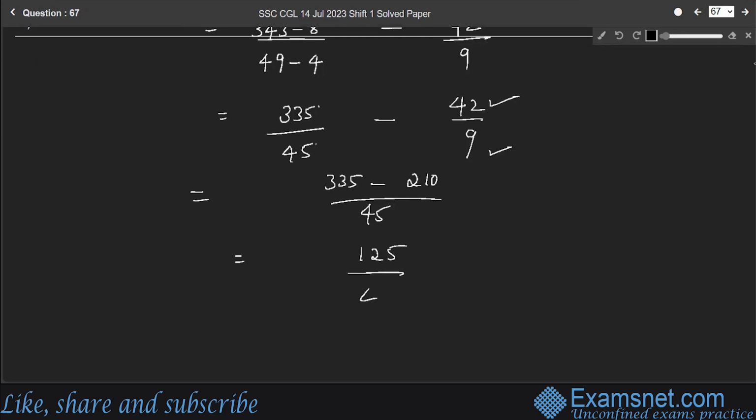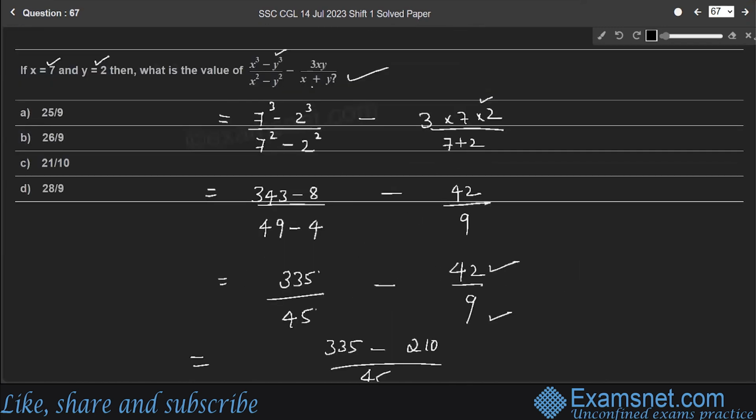Which is 125 by 45. Both numbers are divisible by 5. So 5 into 25 is 125 and 5 into 9 is 45. Therefore, the final answer is 25 by 9. So option A is the right answer.